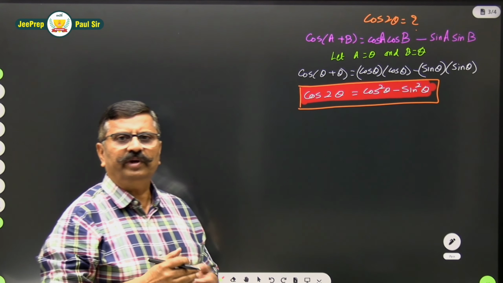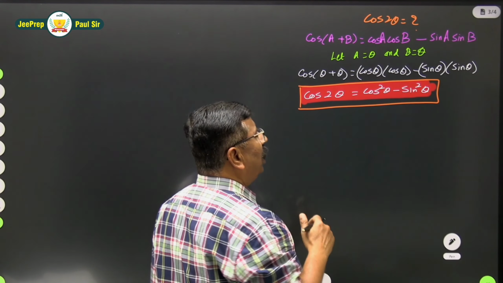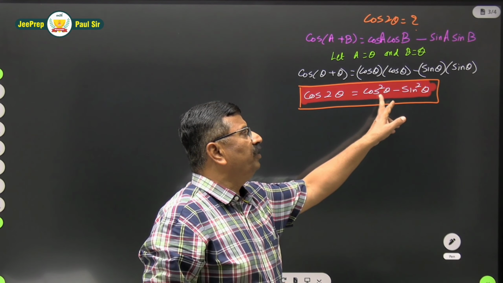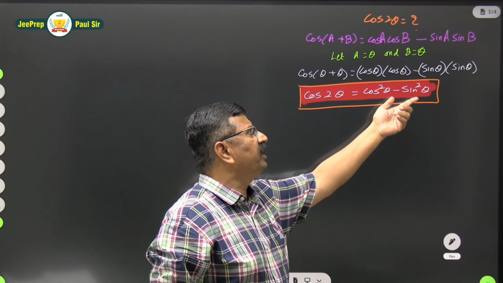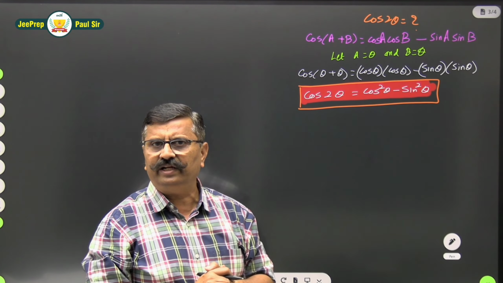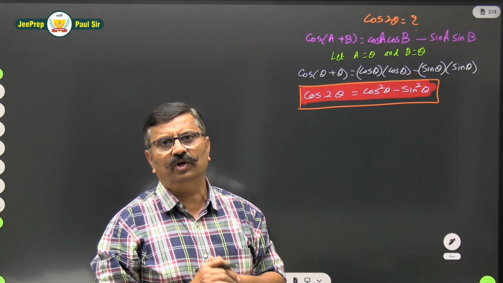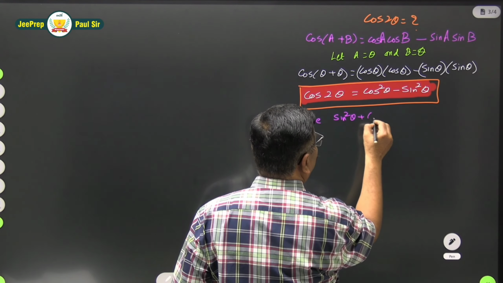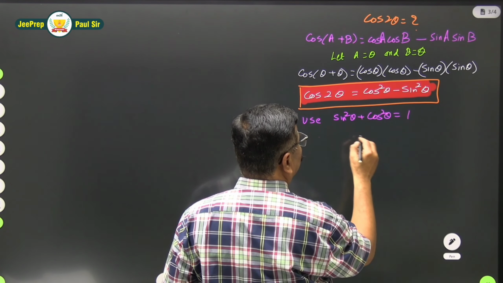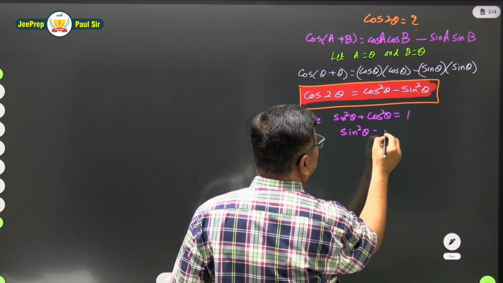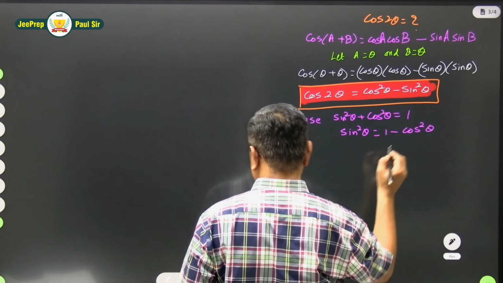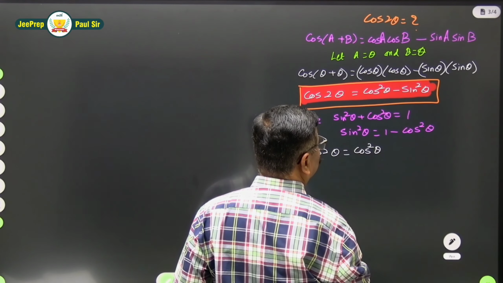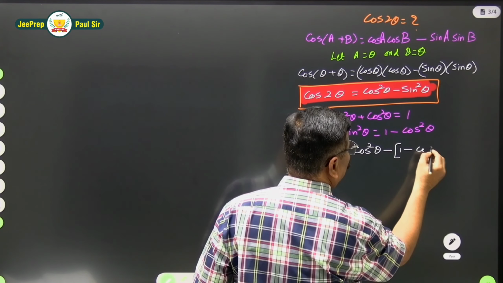Now let us find another formula for cos 2 theta. Now I want to express cos 2 theta in terms of cos square theta. The formula above consists of cos square as well as sine square. So I will try to eliminate sine square by using the fundamental identity, that is sine square theta plus cos square theta is equal to 1. Then sine square theta is equal to 1 minus cos square theta. So therefore, cos 2 theta is equal to cos square theta minus (1 minus cos square theta).